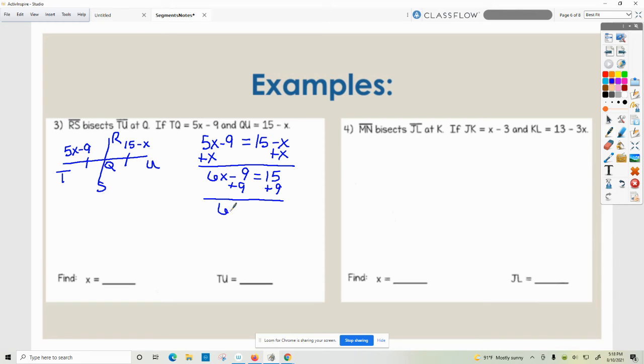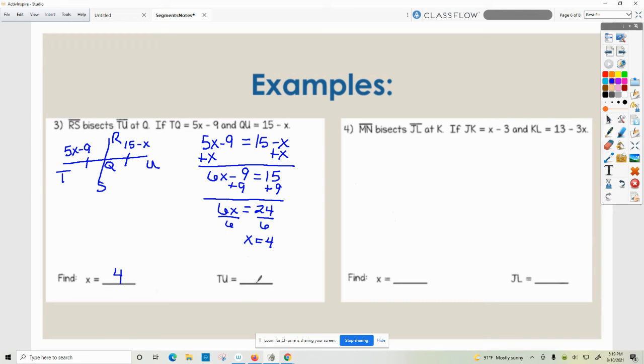Then I'm going to add 9 to both sides. So that's going to give me 6x equals 24. I'm going to divide by 6. So the x I'm looking for would be 4. So that is going to take care of finding that value of x.